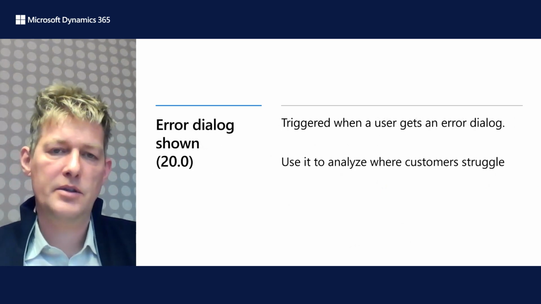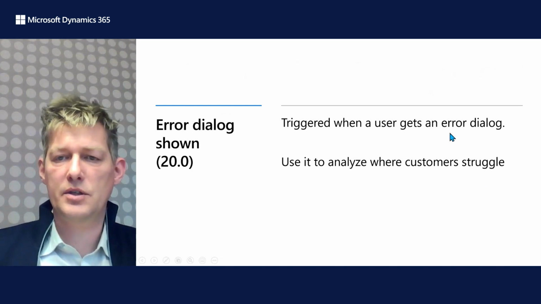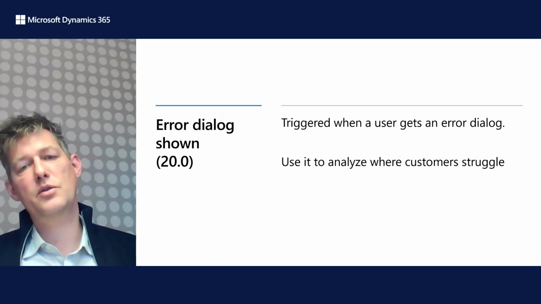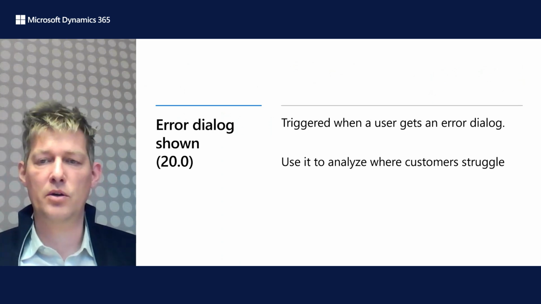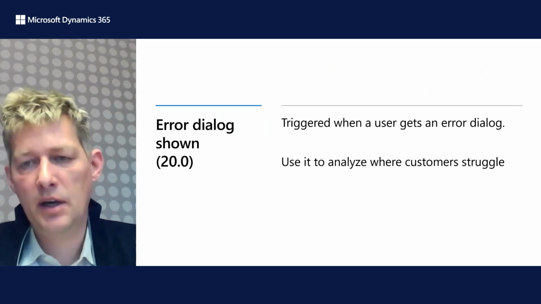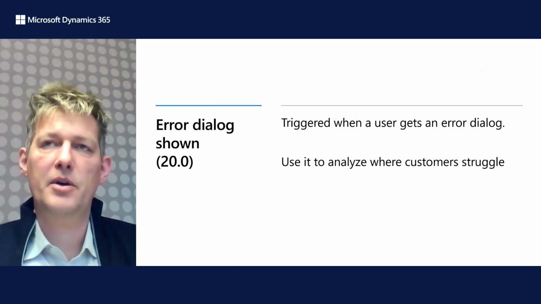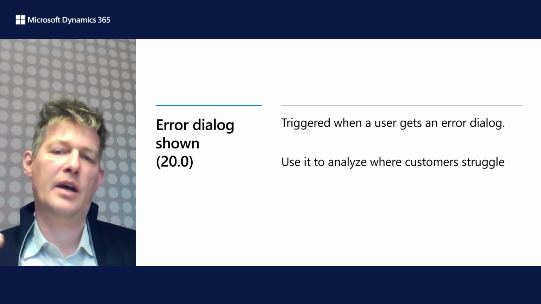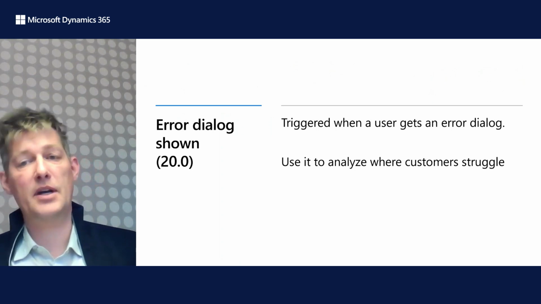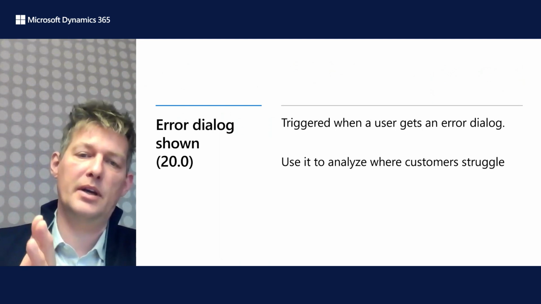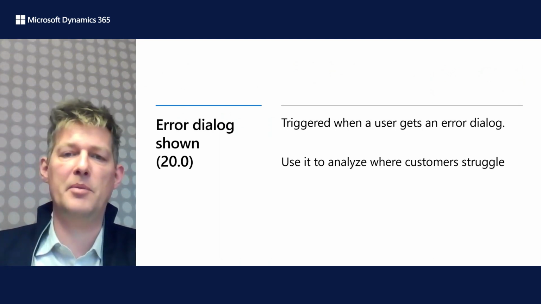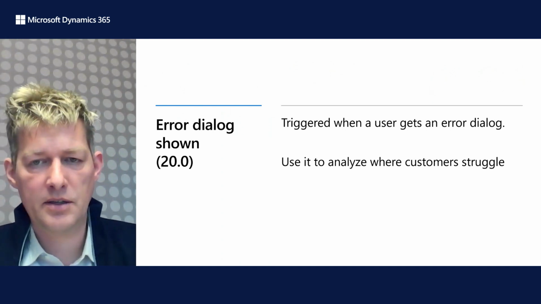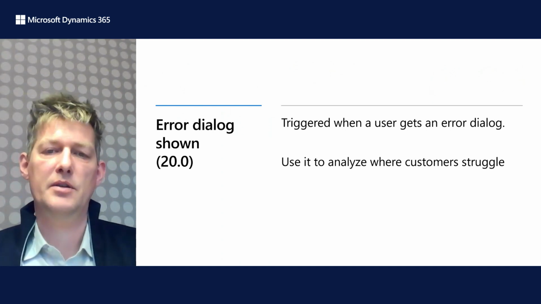Then the error telemetry: whenever a user sees an error dialog, this is now logged to telemetry, and you can use that to analyze where your customers struggle. For instance, it could be in onboarding a new customer, a go-live, or a testing phase, that you can analyze this to see, okay, it seems like our users are having a hard time here. Maybe we can do some training. Maybe we have parts of that system that still need to be set up in a better way.